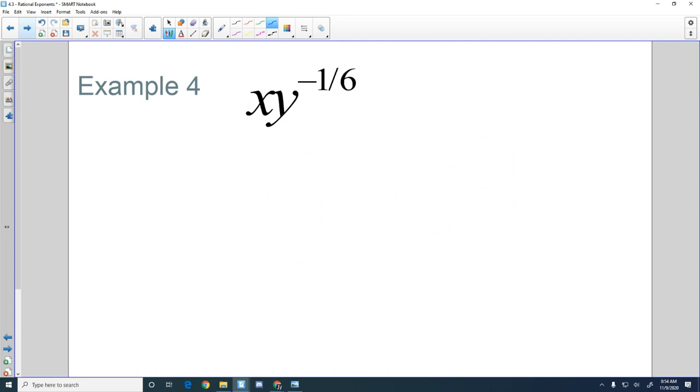All right, try this. x times y to the negative 1/6. So I'm combining a few different properties all in this one problem. And this is it for today. This is the very last problem.